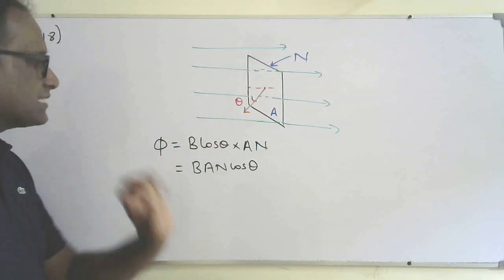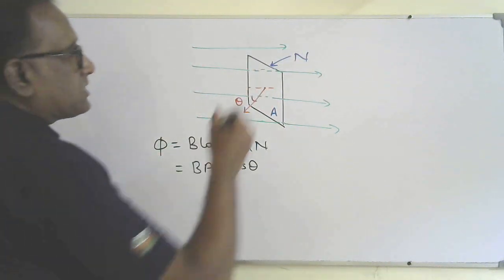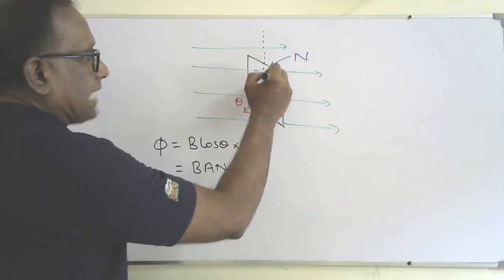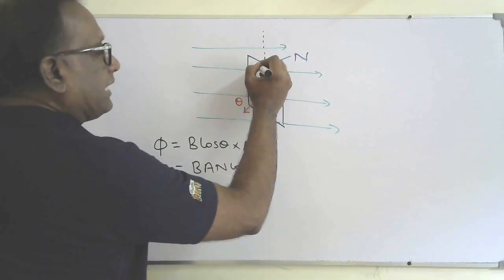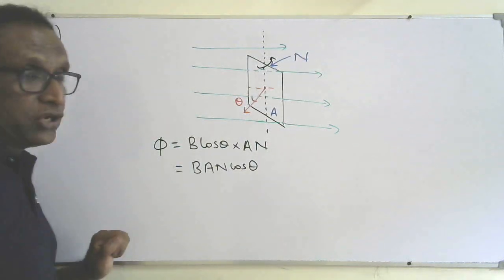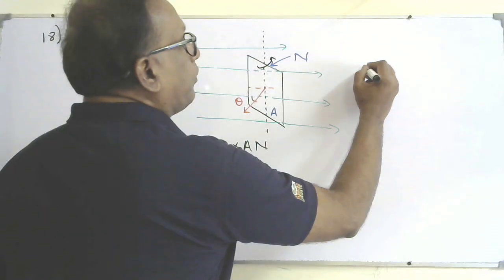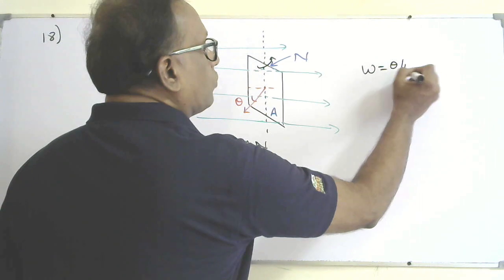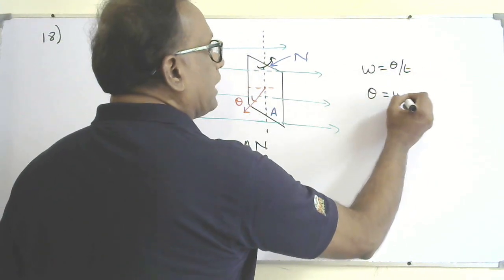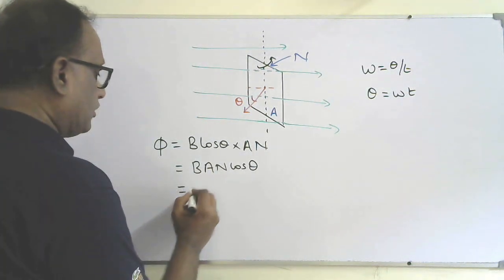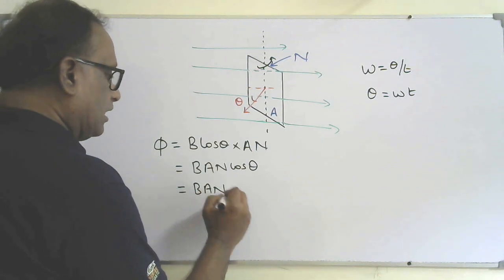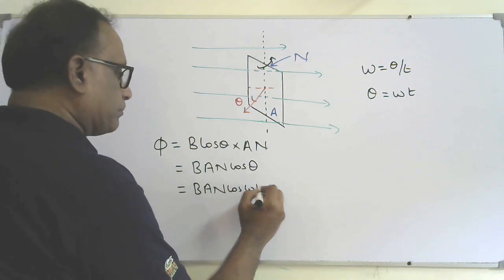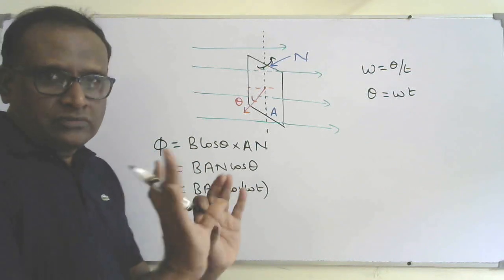So this is the magnetic flux linkage with the coil. And if it is rotating, if this is the plane, this is the axis of the coil, and if it is rotating about this axis at constant angular speed, I can say omega equal theta over t. So theta equal omega t. So I can substitute: BAN cos omega t. Okay, I'll just do this, not in the syllabus.